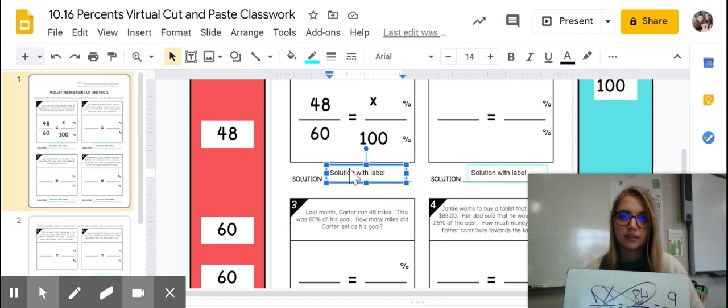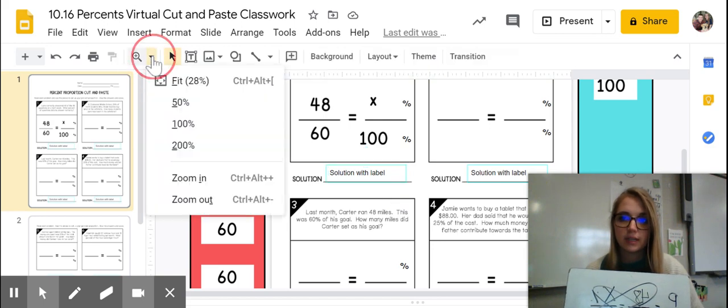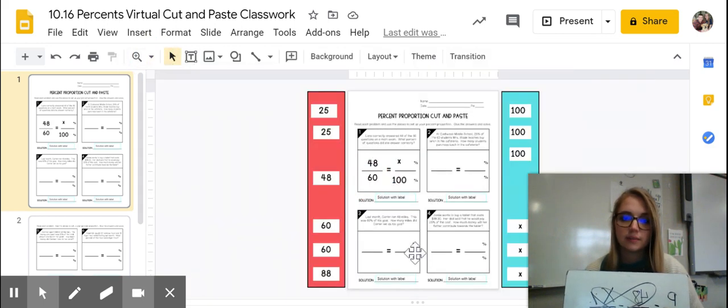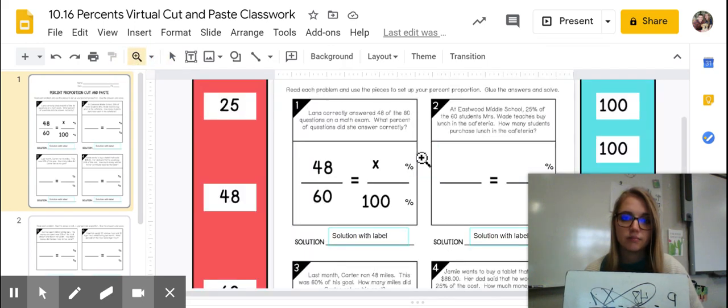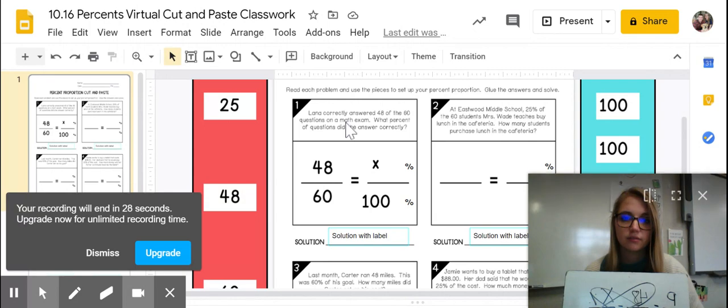Now, when you first get on here, it is going to be zoomed out like this. You zoom in by clicking the plus magnifying glass. Click zoom, and it'll zoom in. All you need to do is one time. You can see it, and then unclick, and you will be good to go.